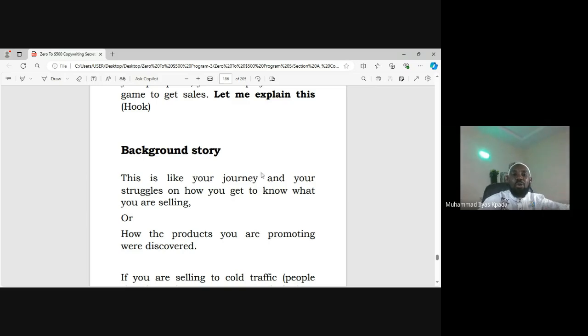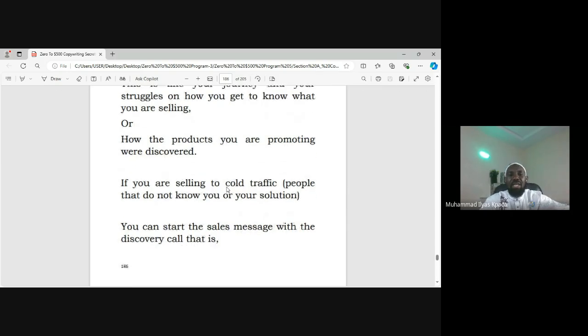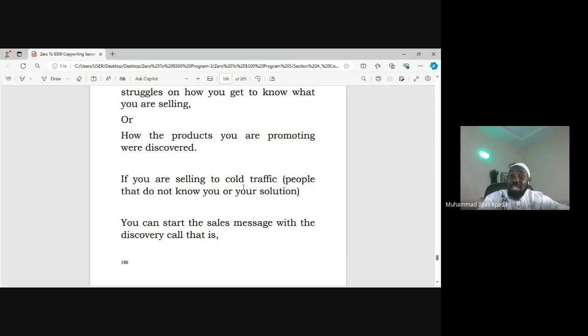This is like your journey and your struggle on how you get to know what you are selling, or how the product you are promoting was discovered. You may not be the one, it may be your client, right? If you are selling to cold traffic, there is in audience what we call cold traffic, there is warm traffic, there is hot traffic, there is very hot traffic, right?